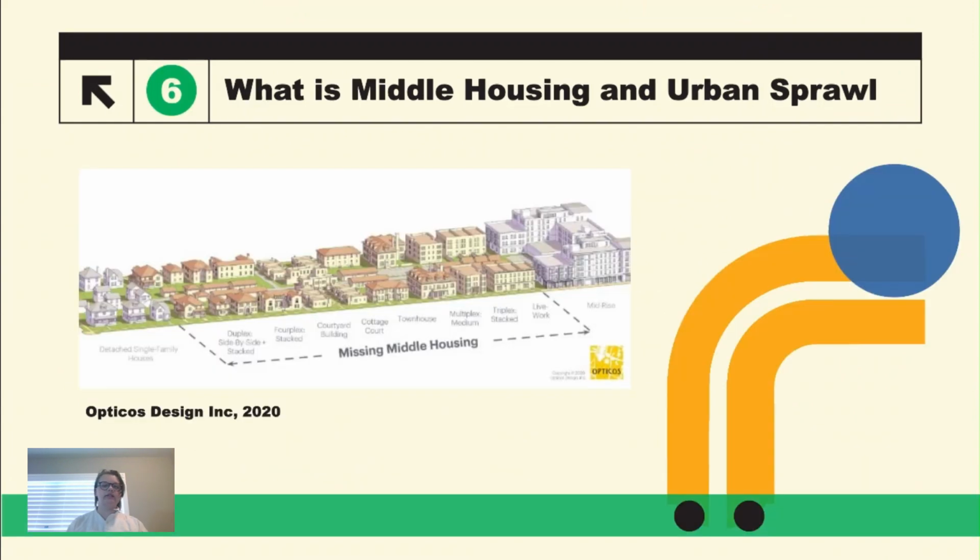In this image, you can see what middle housing is. Starting from the left side, you have single family homes, which are on 1 acre to 5 acre plots. As you go further to the right, you'll notice that the housing becomes denser, which means that it allows for more people to live on an equivalent amount of land. And missing middle housing, as this graphic shows, is housing that isn't often built, and you have these two extremes, which are a lot more common in American cities.